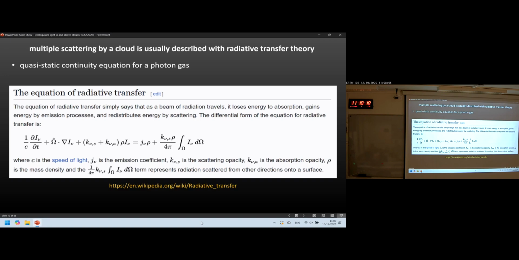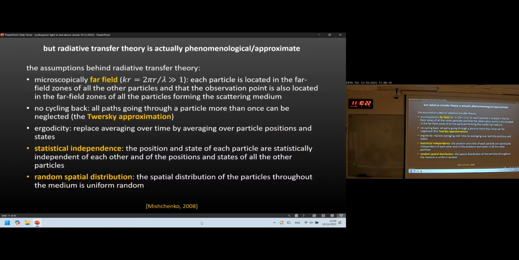Now, as complicated as this equation is, it turns out it's not 100% accurate. It's actually phenomenological and approximate. Some work over decades by Yushchenko, who unfortunately passed away a few years ago, really worked a lot on formalizing why it's approximate. Why is it not exact? And I've summarized it here from his paper. First of all, it's microscopically far field. That means it implicitly assumes that drops are quite separated from one another in the cloud.